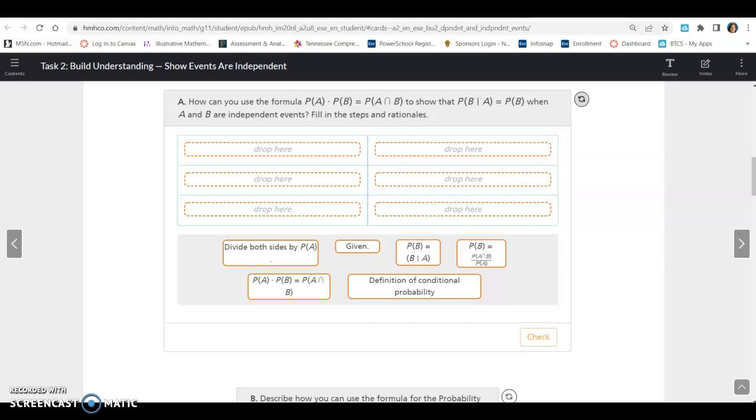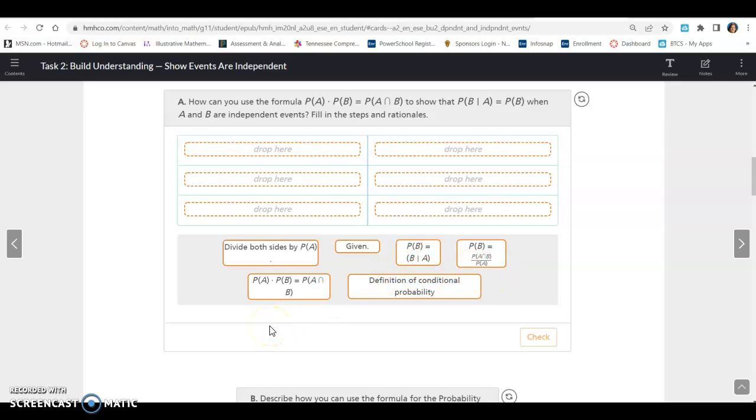All right, so how can you use the formula of probability of A times probability of B equals the probability of A intersect B to show that the conditional probability of B given A equals the probability of B when A and B are independent events? So all we're going to do is fill in the steps and the rationale for each. If you look down through here, these three things look like they are rationale, and then we have three things that look like a formula.